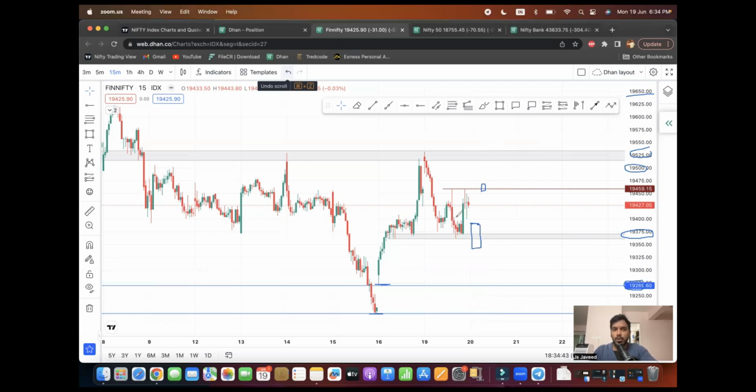This is our plan for tomorrow in all the indices, and hope you got the points how the market is behaving these days.